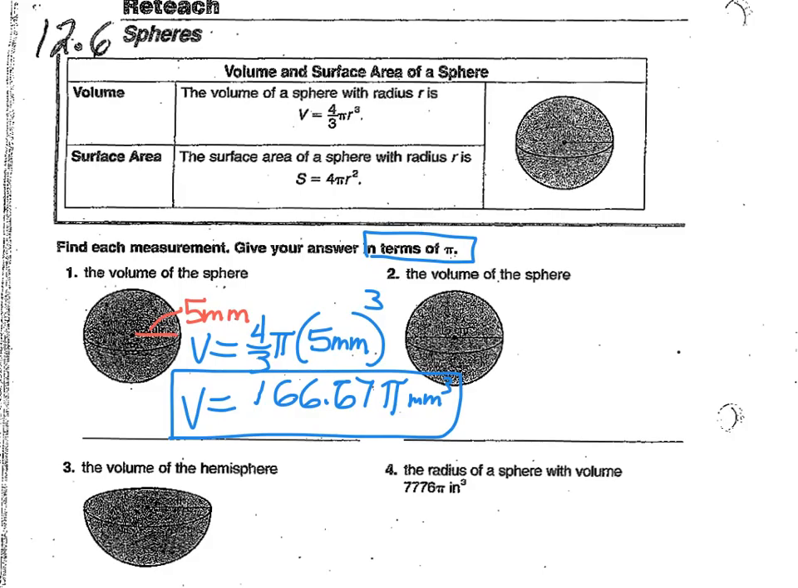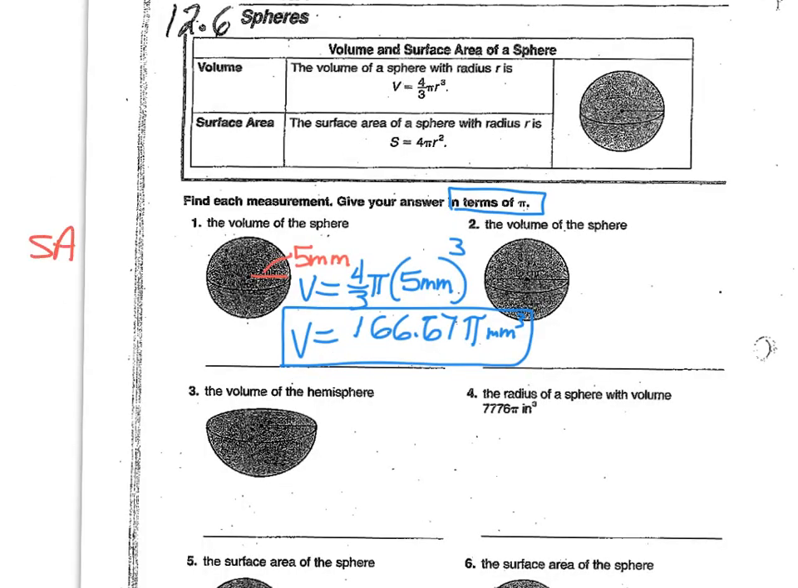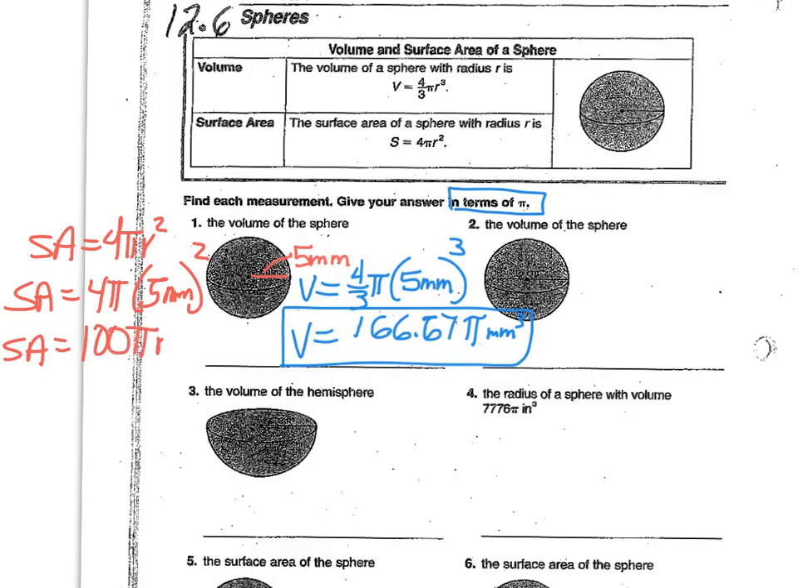For the surface area, this is just 4 pi r squared. So the surface area of that sphere would be 4 pi, and then 5 squared. So it's 25 times 4, which is 100. So the answer would be 100 pi square millimeters. Questions about surface area or volume of that?